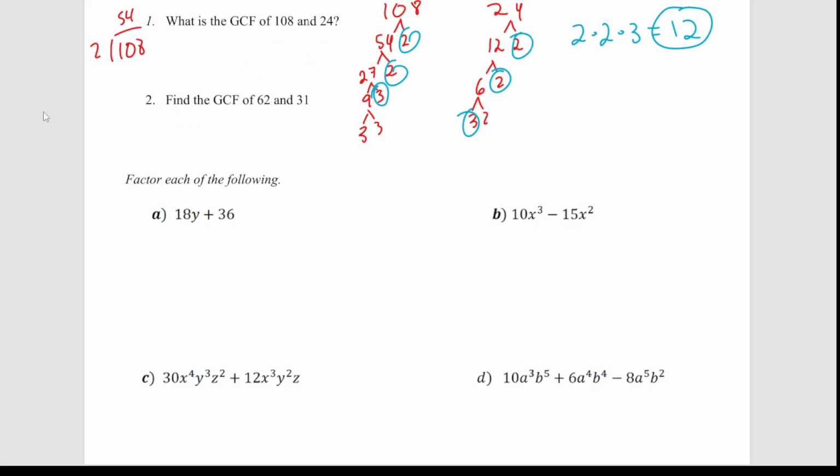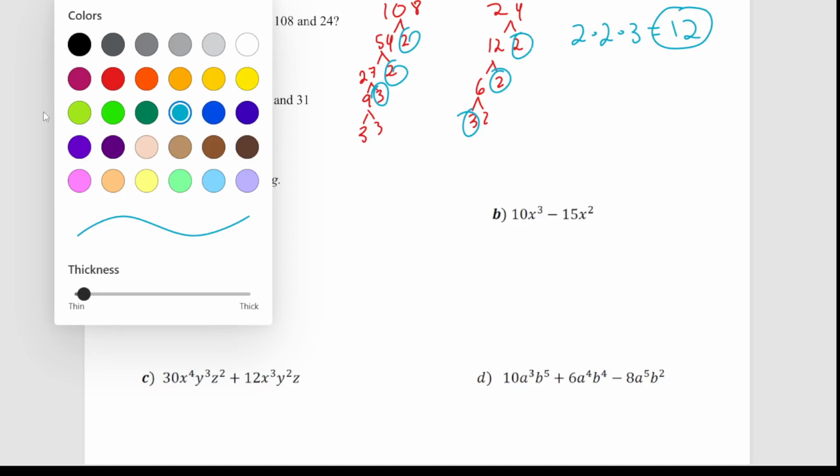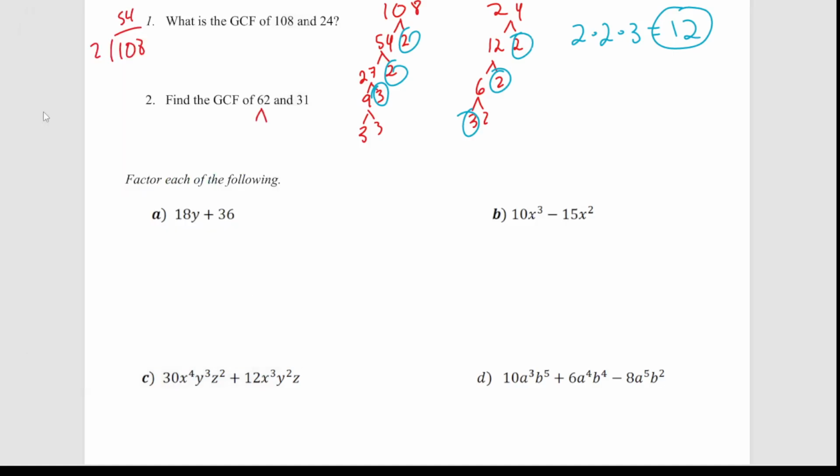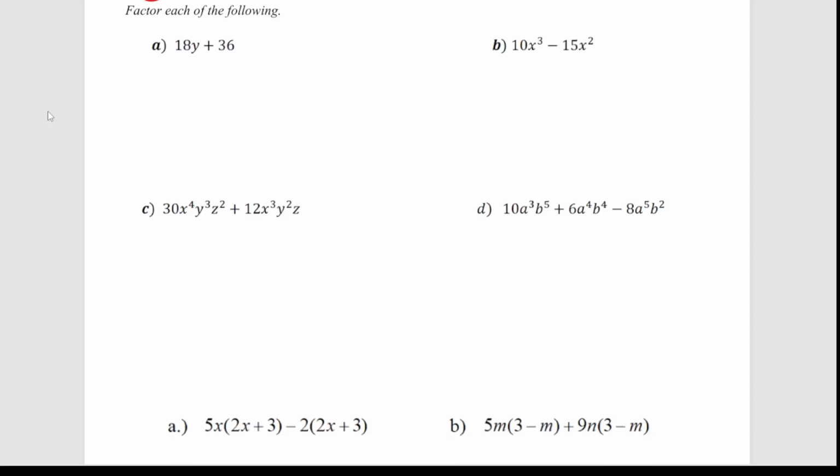Similarly, between 62 and 31, you may already notice if I divide 62 by 2, that is 2 times 31, so it looks like 31 itself actually is the greatest common factor. So keep in mind that that number itself could be the greatest common factor for one of those two numbers, because everything goes into itself. Then I'm going to utilize the greatest common factor to help us factorize the rest of these.